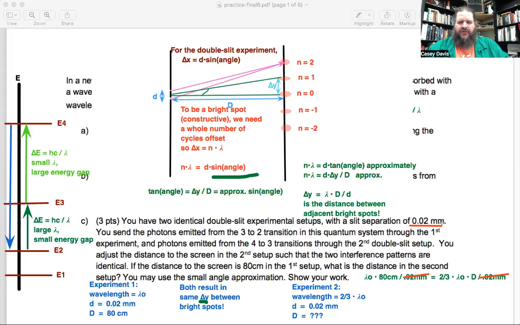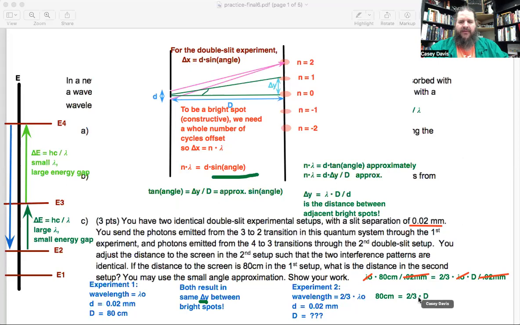And also, what else shows up on both sides of the equation? The original wavelength. Yeah, we've got a lambda naught on both sides. On the right side, it's being multiplied by 2/3, but it's still 2/3 times the same variable. So we could divide both sides by lambda naught, leaving just the 2/3. So it looks like all that remains is 80 centimeters equals 2/3 times D, the distance from the slits to the wall.